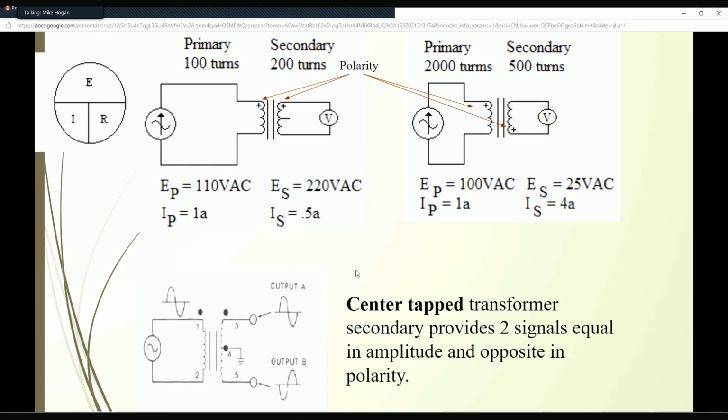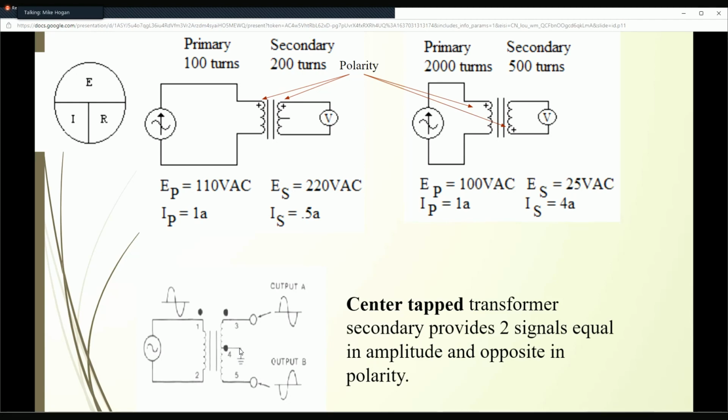Now here, what we have is a center tap. And what that does is we use this for a reference. We're going to measure our output from pin 3 here to pin 4, and then also pin 5 to pin 4.